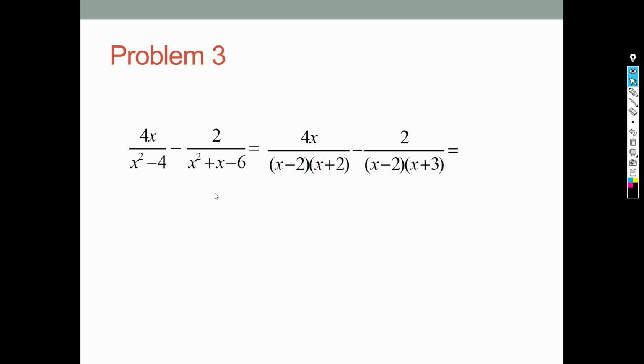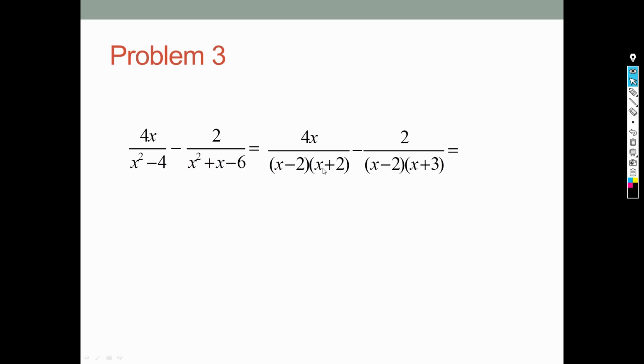Well, x squared minus 4, difference of squares. So you factor into the difference and the sum of the square roots. Square root of x squared is x, square root of 4 is 2. We get x minus 2, x plus 2. The trinomial, x squared plus x minus 6, those are the easiest ones to factor. When the coefficient of the square term is 1, we simply find factors of minus 6 that add up to 1. So in this case, it's going to be 3 and minus 2. 3 times minus 2 is minus 6. Minus 2 and 3 add up to 1.